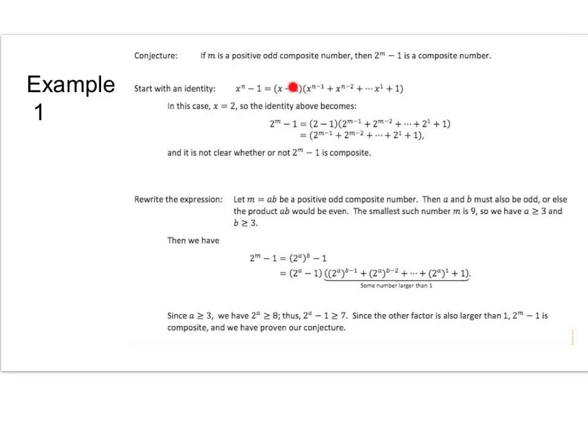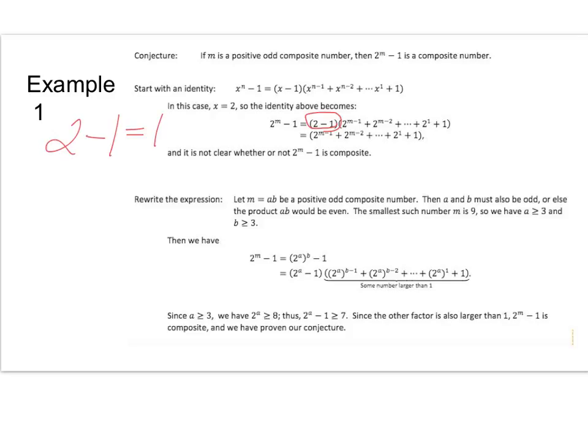This right here, x to the n minus 1, equals x minus 1 times x to the n minus 1, x to the n minus 2, etc. We've used this identity for quite a few lessons so far this year. In this case, if x equals 2, the identity becomes 2 to the m minus 1. So we get 2 minus 1 times 2 to the m minus 1, 2 to the m minus 2, etc., until we get to the constant at the end. It's important to point out 2 minus 1 disappeared because 2 minus 1 equals 1.